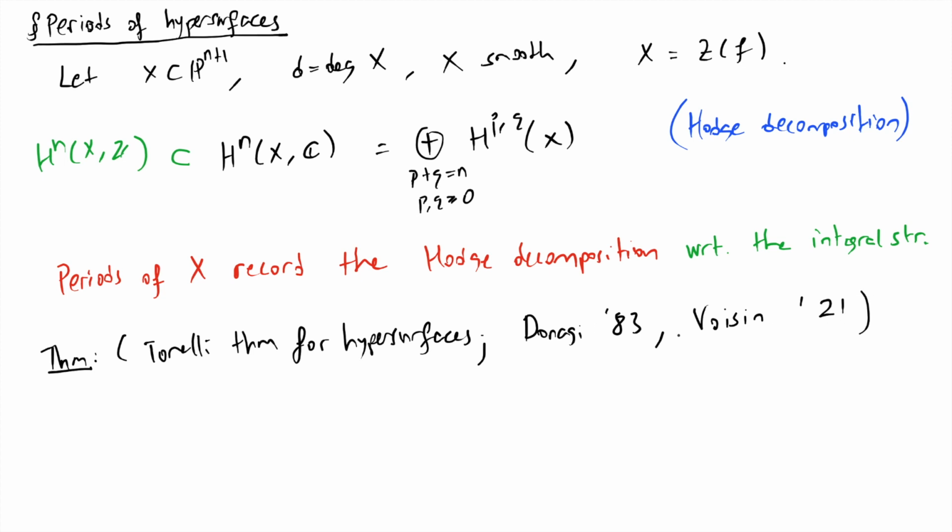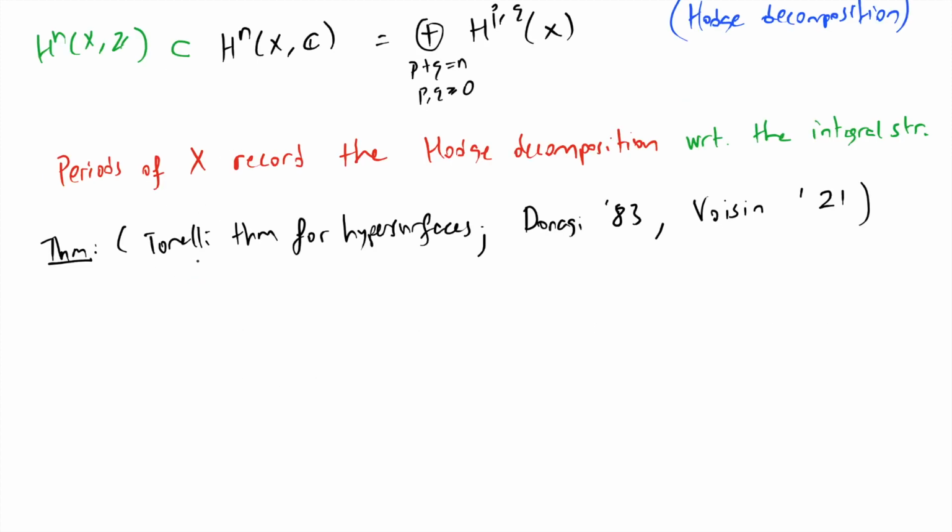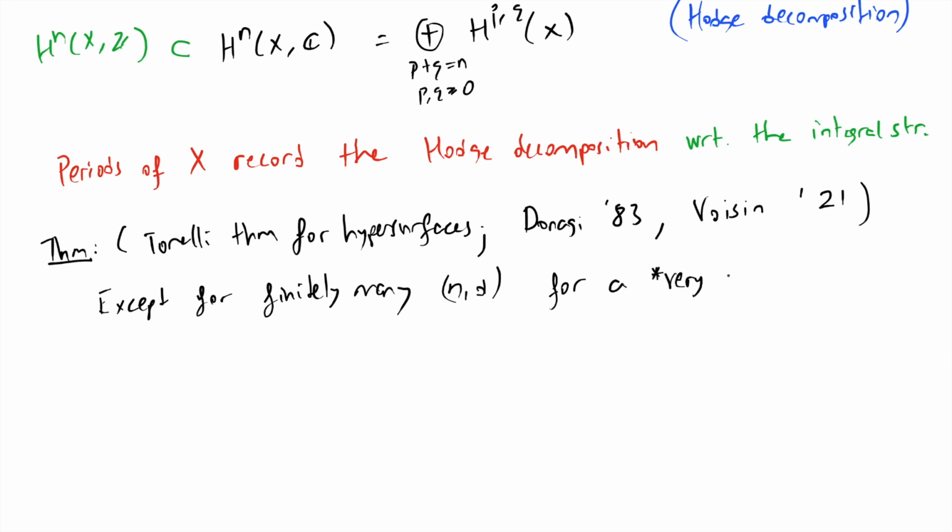This is 1983, 2021. Well, and the statement, just like the original Torelli theorem, is going to say that if you know the periods, that is, if you know the Hodge decomposition, then you can recover x. Except there are a few caveats. So first of all, we have to say that except for finitely many n and d, so except for finitely many dimensions and degrees, and we have to say for a very general hypersurface. So I'll have to explain what very general is in just a minute. So this hypersurface is of degree d and in P^(n+1).